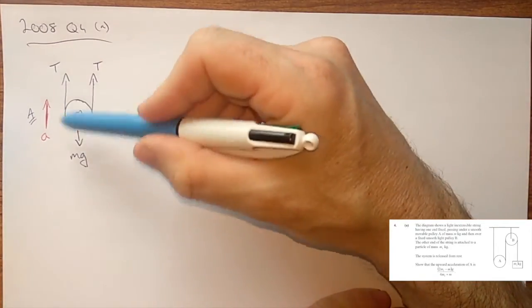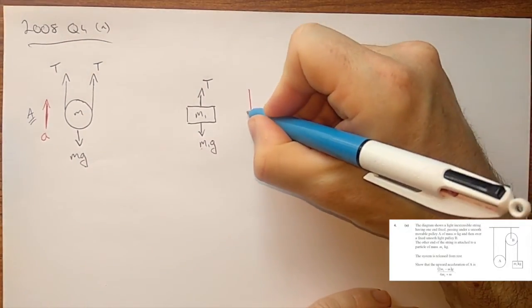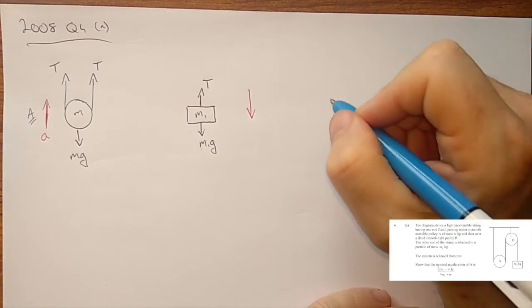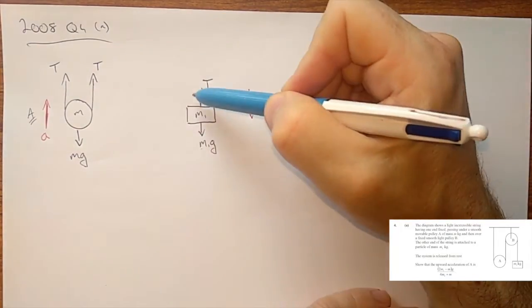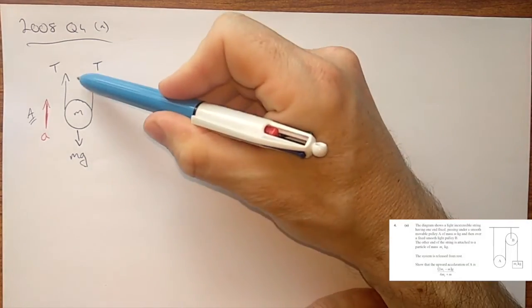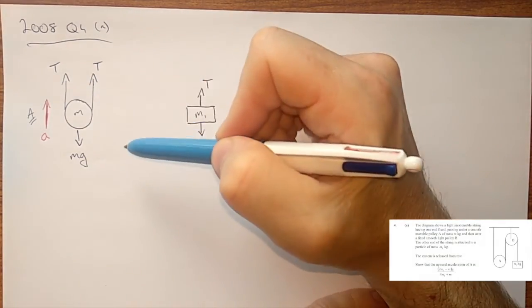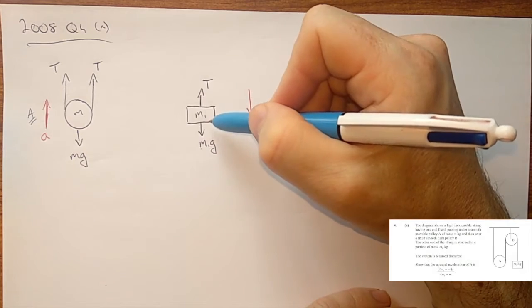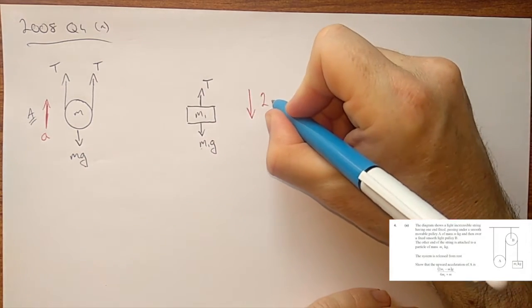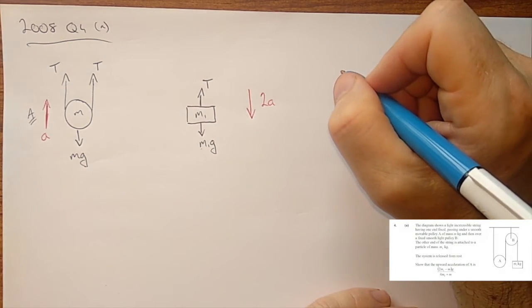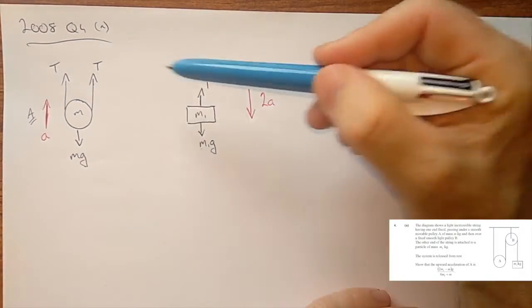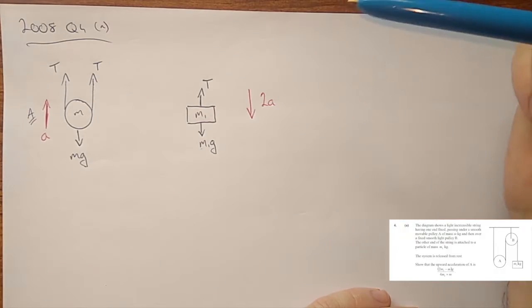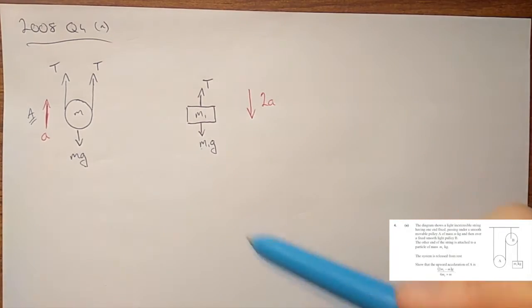So if this one's going up, the other one's going down. Now here's the one thing you need to watch in these questions if you're new to them. There's 2 bits of string here and 1 bit of string there. So if this one goes up, there's 2 little chunks of string that get given to this guy. So this is going to accelerate downwards twice as fast as A is going upwards, because it's releasing twice as much string to this one. That's the only little bit we need to be careful of.